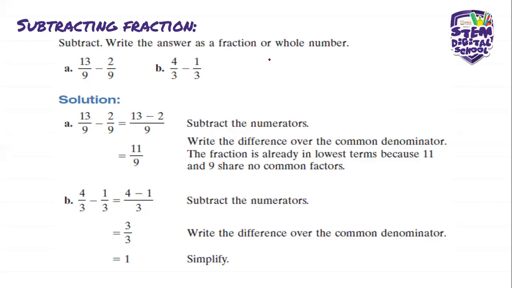You do not want a situation like this: 2 over 9 minus 13 over 9. That would be wrong, because they didn't ask you for a negative fraction. So it's very important that you order them correctly. That's the first step, because you know that the denominators are the same. Then after ordering them correctly, you subtract: 13 minus 2 is what? 11. 11 over 9.